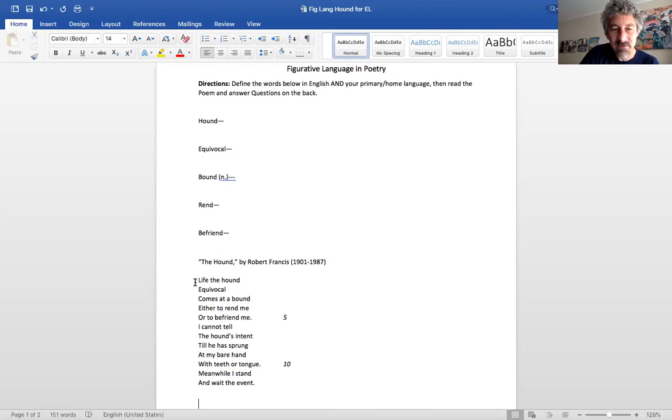Life, the hound, equivocal, comes at a bound, either to rend me or to befriend me. I cannot tell the hound's intent till he has sprung at my bare hand with teeth or tongue. Meanwhile, I stand and wait the event. Okay. So, what happens when a large doggy is bounding towards you, running at you?